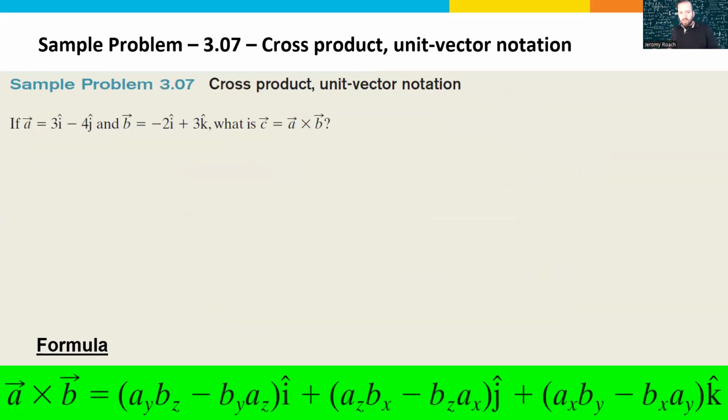All right, one more problem to go. We're going to use this formula. I know it's a little tough to see this. This says vector A cross vector B at the bottom. If vector A equals 3i hat minus 4j hat and vector B equals negative 2i hat plus 3k hat, what is vector C equals vector A cross vector B?